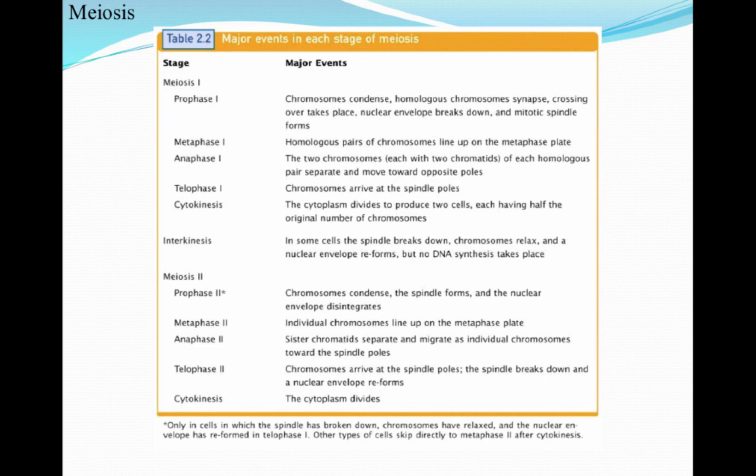So to go through meiosis again, if you need to spend a little bit more time on this because it's been a while since you've been in a 101 class, this table is a really good one to start with because it's going to give you the stage of meiosis and then line up the major events in each one of those stages. So spend some time studying this table as you work through this information for the first exam.